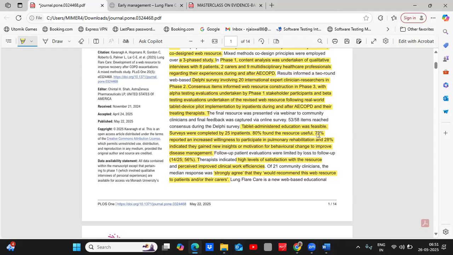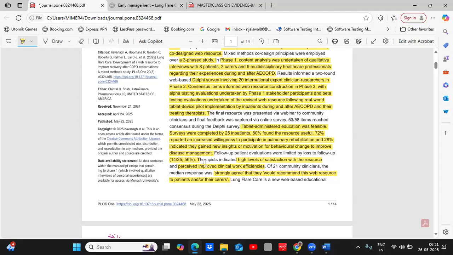So they have shown a great rate of willingness, that is 72%, and 28% indicated they gained new insights or motivation for behavioral change to improve their disease management. So this is a big change which they have reported through this research. Follow-up of the patient evaluation was limited, so this is the limitation of the study, or a negative point, where follow-up was lost for almost 56% of the patients.